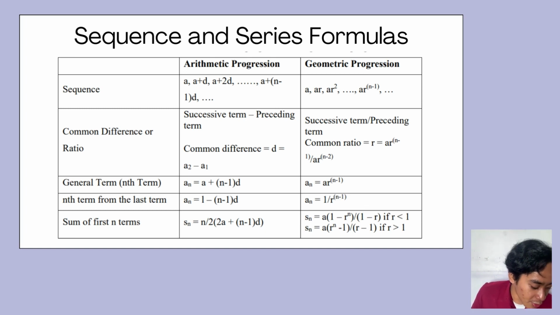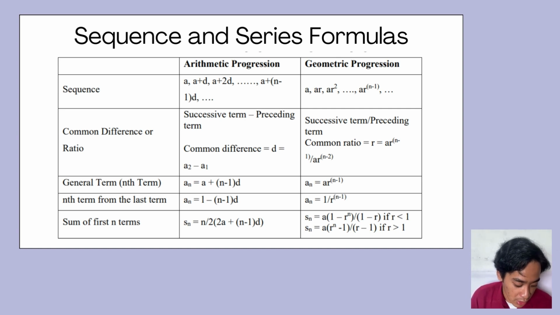And the nth term from the last term. The nth term from the last term of arithmetic progression is An equal to l minus n minus 1 multiplied by D. And the nth term from the last term of geometric progression is An equal to l over R to the power of n minus 1.